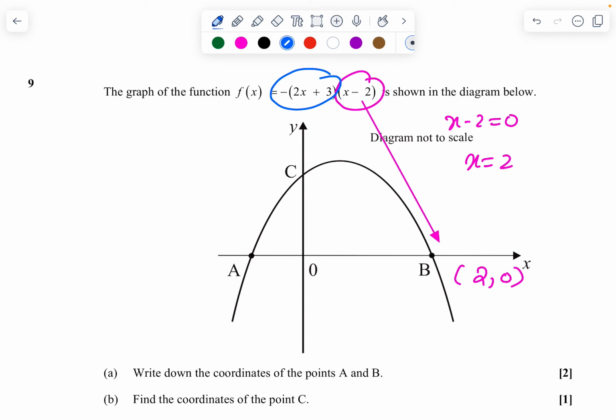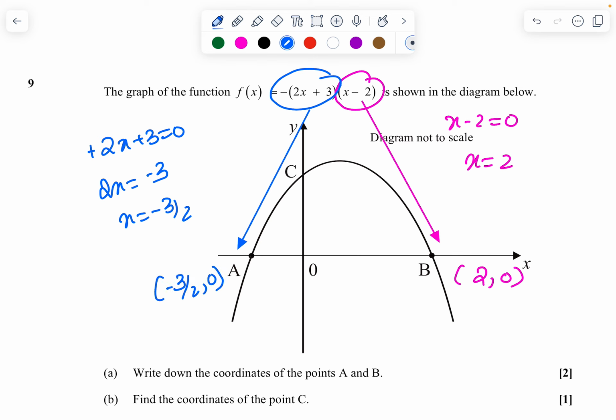Now for this one, minus 2x plus 3 should be equal to 0. 2x equals negative 3. x equals negative 3 by 2. So that should be this point, (negative 3 upon 2, 0).